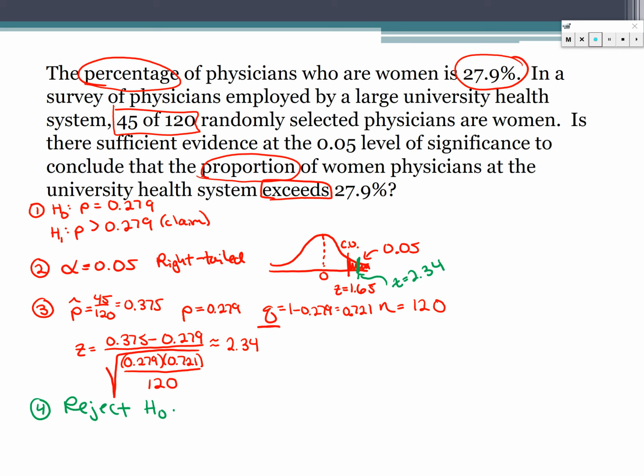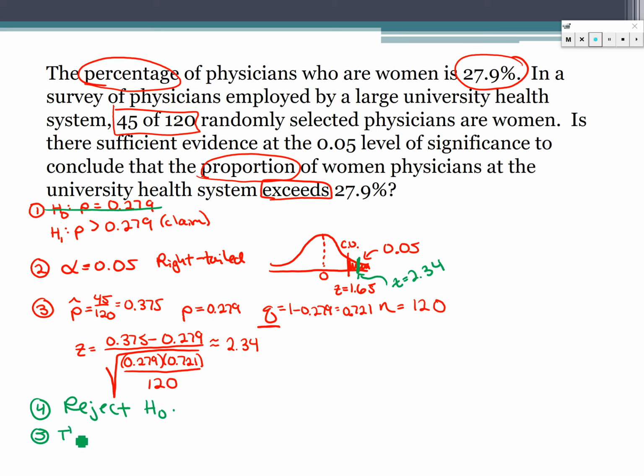So if I reject the null, I get to support my claim because the claim is in the alternative. So if I reject the null, I get to support the claim that's in the alternative.